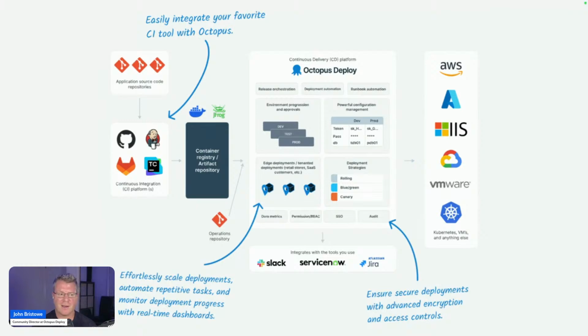These are things like release orchestration, deployment strategies, runbook automation. We have a very powerful configuration management system as well as variable management. You could employ a whole range of deployment strategies, including blue-green, canary, etc. And that is all basically independent of all the integrations we have.